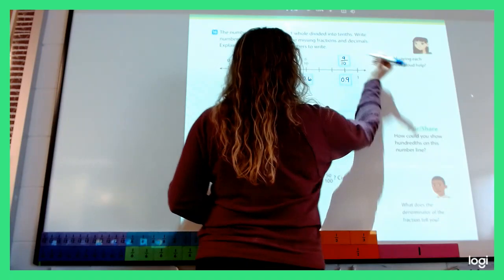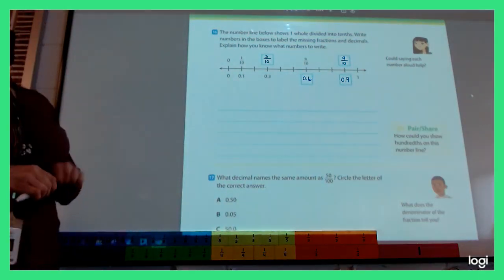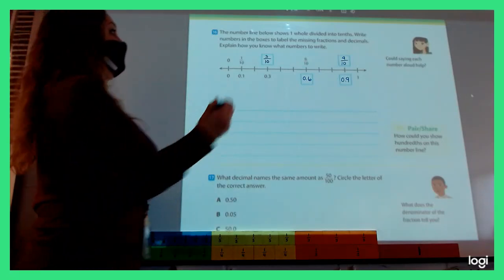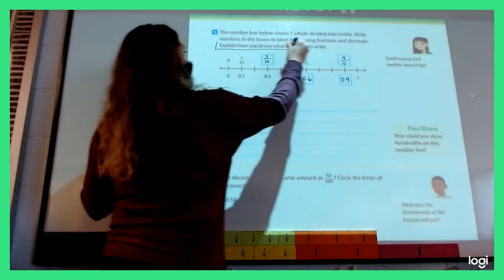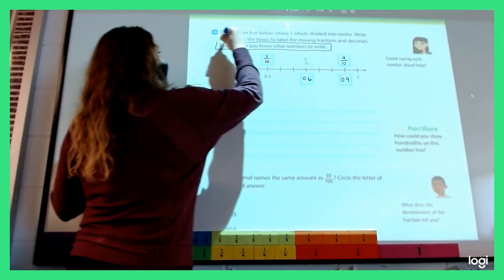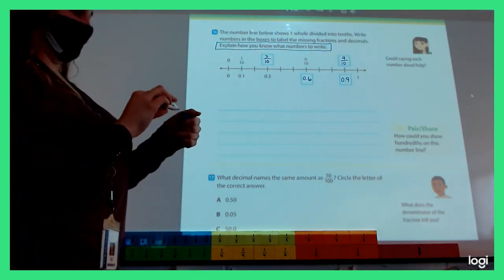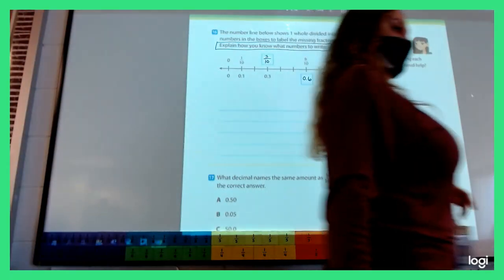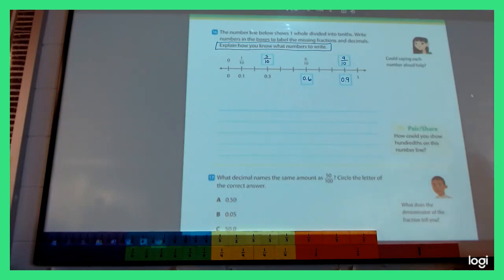And once you're done, start thinking about this last part of our question, which is the hard part. But we can do it. We need to explain how we knew what numbers to write. So I'll let everyone think a minute. How could we explain that? So if you want to save your arm blood, you've got 20 seconds to think.